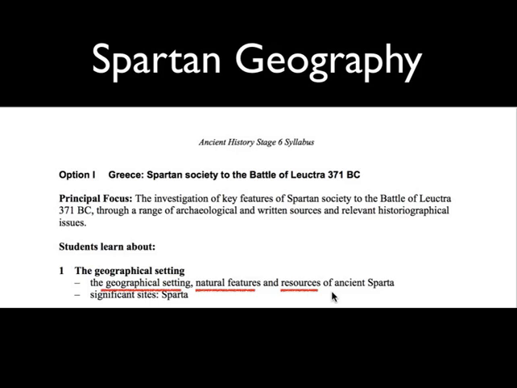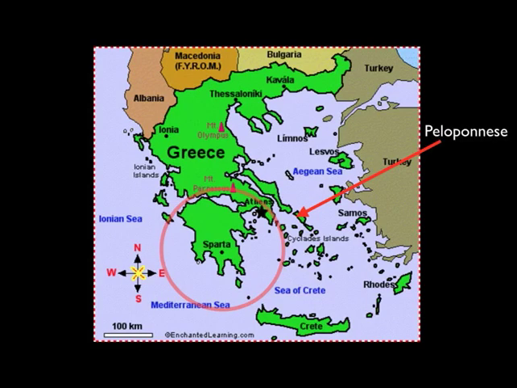Now I've underlined each of these because we need to know these terms from the syllabus and because they identify what content we need to talk about if we're asked a question on these specifically. So we're going to start firstly with geographical setting, which is where Sparta is located in relation to the rest of Greece. So Greece here is represented in the light green colour, and we can see here that Greece is bordered by the Ionian Sea, the Mediterranean Sea, the Sea of Crete and the Aegean Sea.